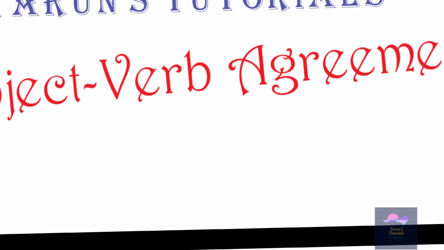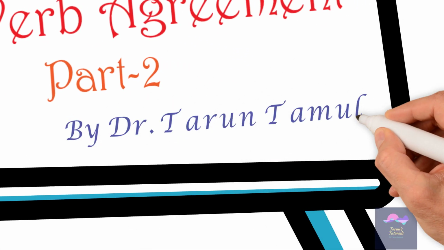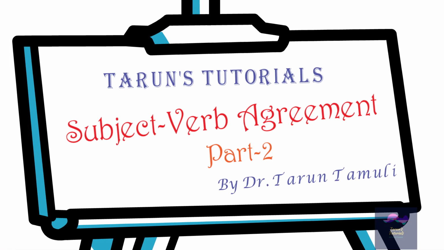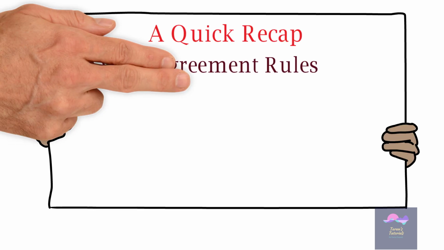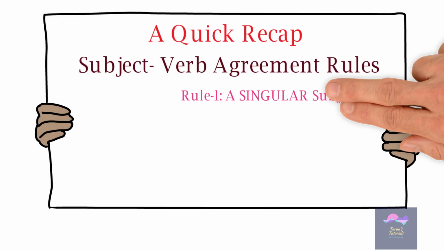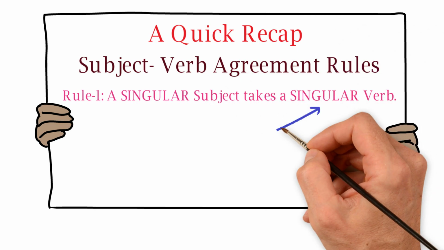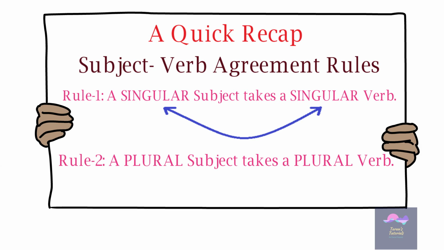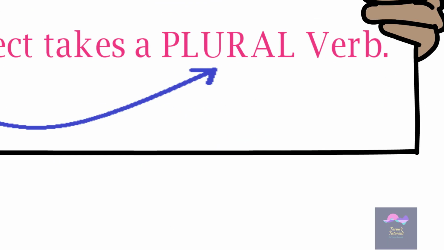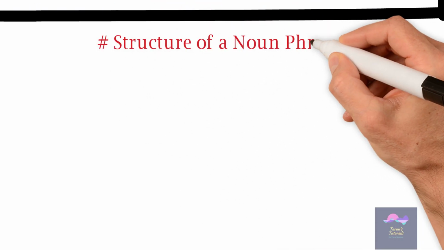This is the second lesson of the series on Subject-Verb Agreement. Let us begin our lesson with a quick recap of what we have learned in our first lesson. The Subject-Verb Agreement rules say that a singular subject takes a singular verb, a plural subject takes a plural verb. In Subject-Verb Agreement, it is essential that we know the structure of the noun phrase very well.